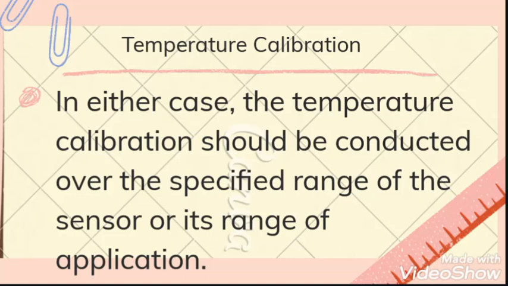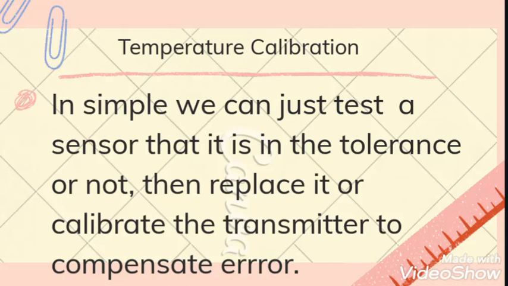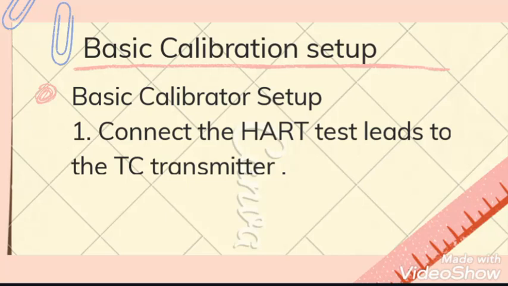In either case, the temperature calibration should be conducted over the specified range of the sensor or its range of application. In simple terms, we can just test whether a sensor is in tolerance or not. Then we will replace it or we will calibrate the transmitter to compensate for the error. So we will mostly need to replace the sensor.